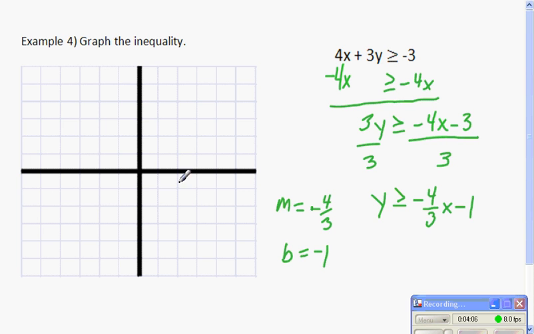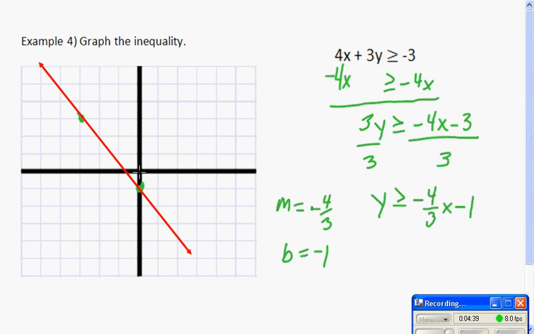Your intercept is negative 1. Slope-intercept form of graphing. Negative 1 is your intercept. 4 is your rise. 1, 2, 3, 4. Your run is 3. 1, 2, 3. You want to make sure that this is a negative line, so we have that line that would be decreasing. Check out your symbol. It is a greater than or equal to, so you would have a solid line. So go ahead and construct the solid line.